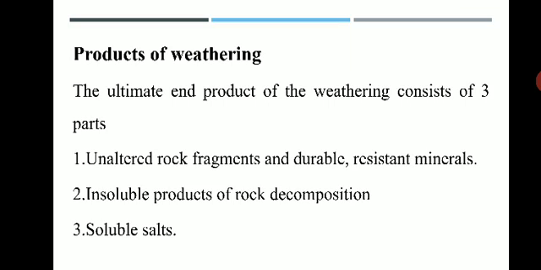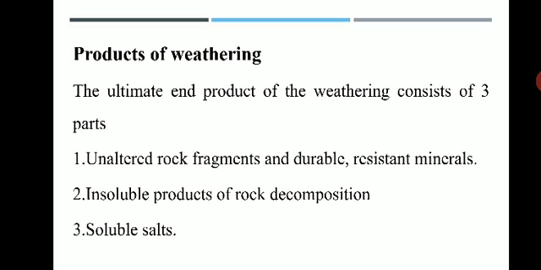Now we'll see what are the products of weathering. So the ultimate end product of weathering consists of three parts. One is the unaltered rock fragments and durable resistant minerals, okay, as an end product. And sometimes the insoluble products of rock decomposition are also formed, and some soluble salts are also formed as a result of weathering. So soluble salts quickly leach away and are transported by groundwater into the streams, or finally they reach the sea.